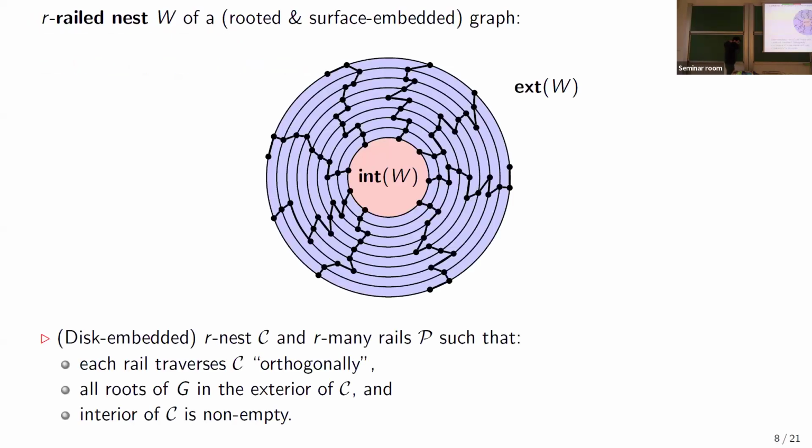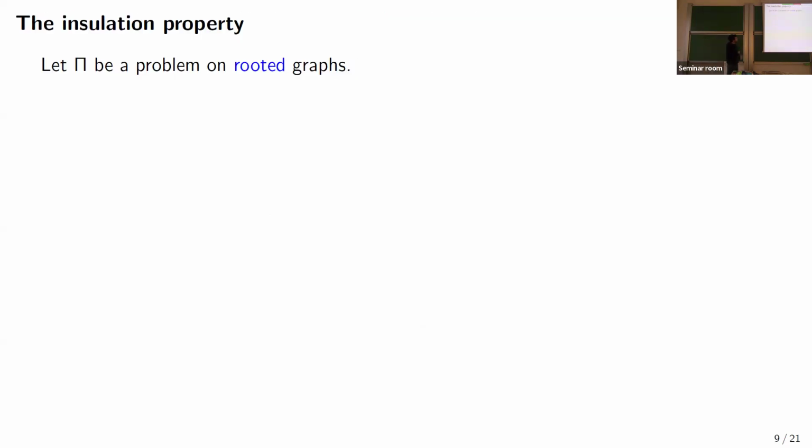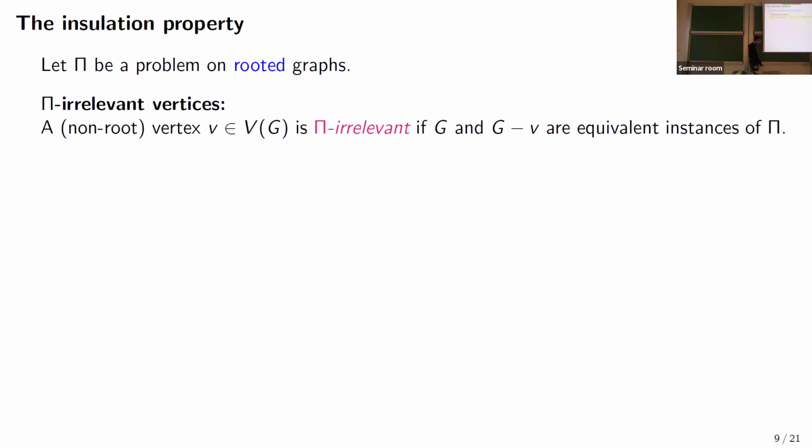Now, using the definition of rail in a nest, I would like to propose a general property that tries to abstract this idea of finding irrelevant vertices. And this will be the insulation property. This will be a property of problems, of rooted graph problems. And to state this property, I need to give a definition of a pi-irrelevant vertex. So a non-root vertex of a graph is pi-irrelevant for this given problem pi if the removal of this vertex doesn't change the status of the instance with respect to this problem.